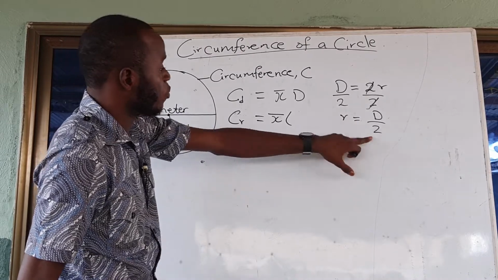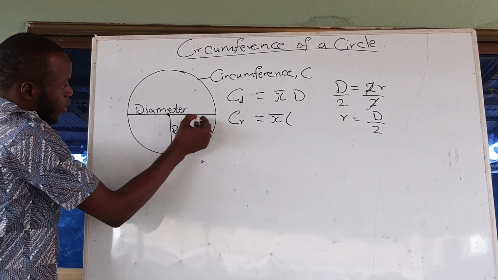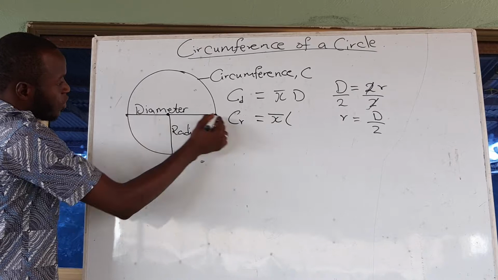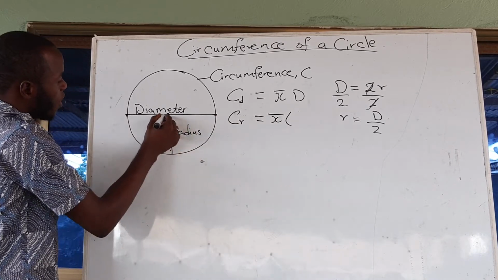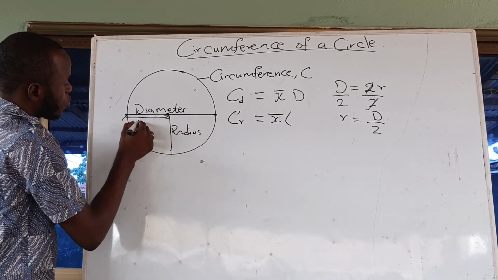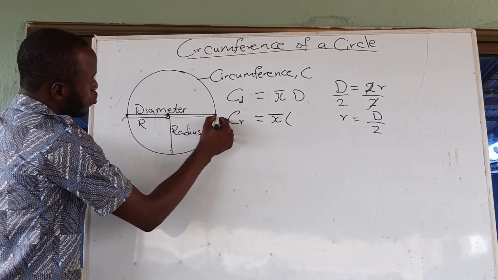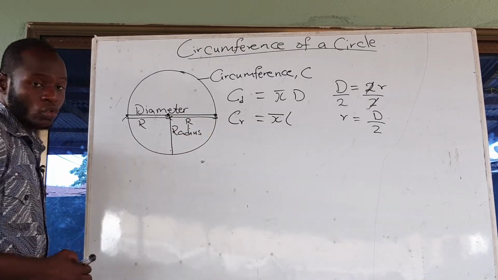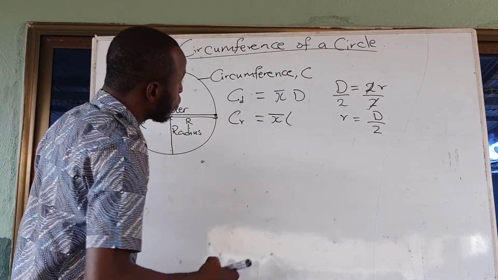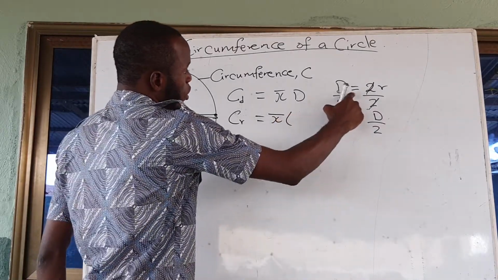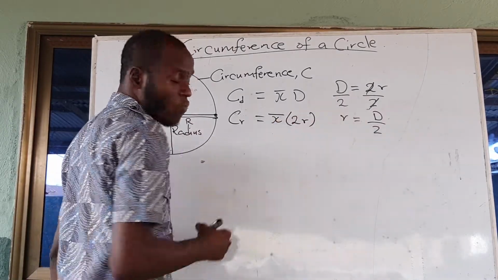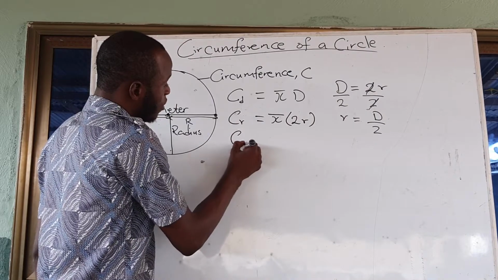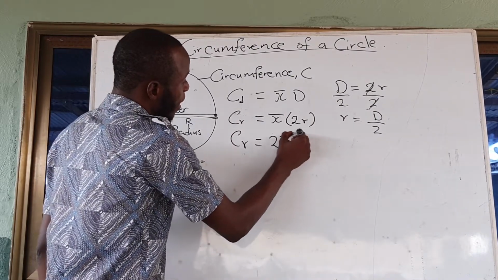Because when you divide this diameter into 2 from here to here, you get the radius. So from here to here is the radius, okay? And then from here also to here is also the radius of the circle, okay? So now instead of d, we can put 2r over there. All right, so we write it as 2 pi r.